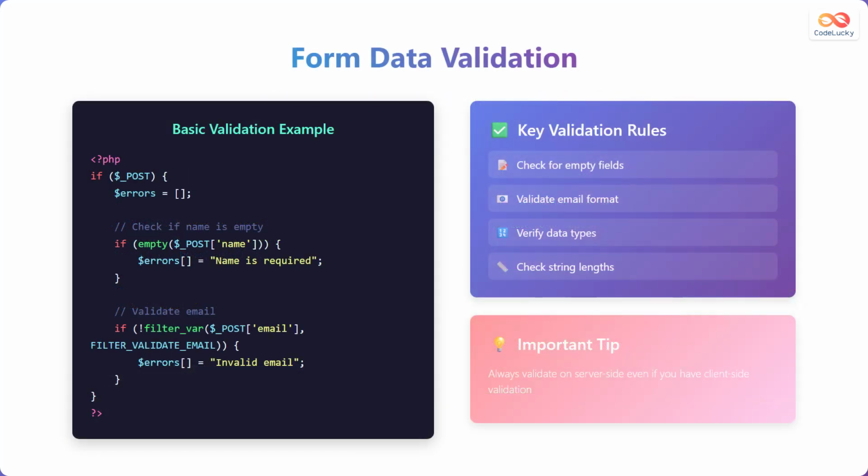It is very important to validate form data. And so let's learn about form data validation. Validation is the process of verifying that the data entered by the user meets specific criteria before processing it. Here is an example of a validation. We create an empty array named errors. Then we check if the name field is empty. If so, we add a message to the errors array. We also validate the email field. Key validation rules include checking for empty fields, validating the email format, verifying the data types, and checking string lengths. Always validate on the server side, even if you have client-side validation in place.